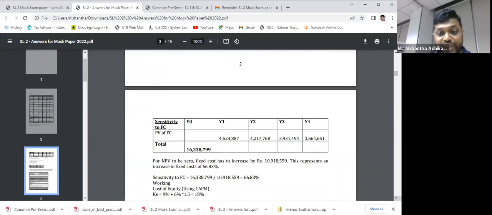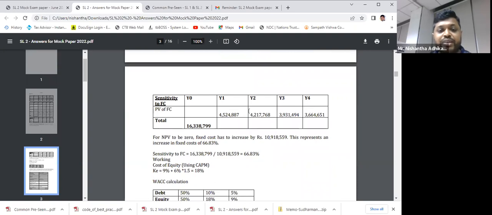The next one is the fixed cost. If we compute the sensitivity to the fixed cost, it is 66.83. Simply, it means the fixed cost should be changed by 66.83. It should go up. If it goes up by 66.83, the NPV will be 0, right? Like kind of an analysis, it indicates that it should be changed by a significant proportion.